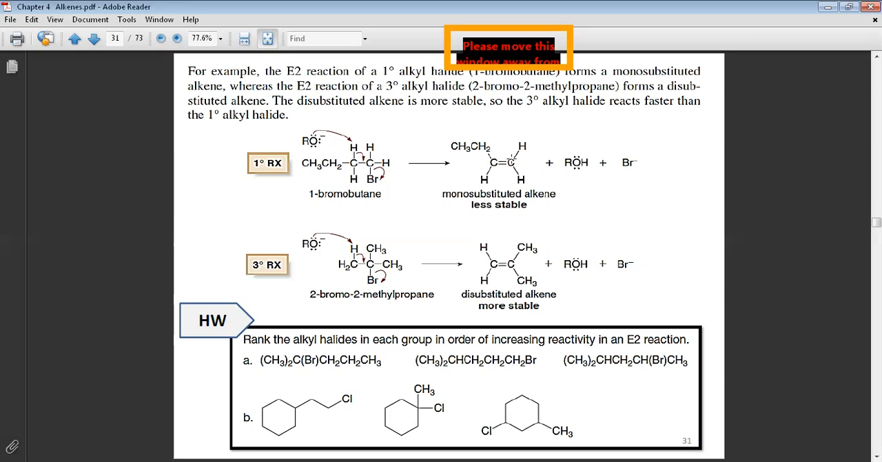Is this alkene di-substituted, mono-substituted, or tri-substituted? Of course, it is mono-substituted. That means on the double bond we have just one alkyl group. Which is more stable, the mono-substituted or the di-substituted alkene? The di-substituted alkene is more stable. That means this is the best, the easy reaction, the faster reaction.